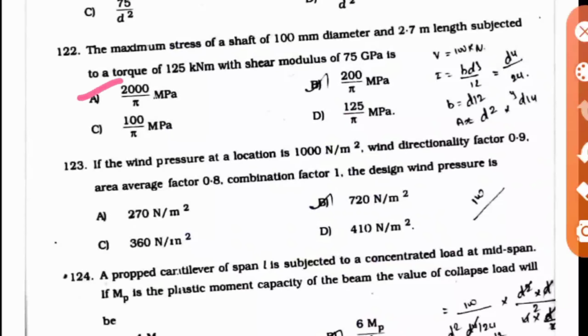Option A. And 123, if the wind pressure at a location is 1000 Newton per meter square, wind directionality factor is 0.9, area averaging factor is 0.8, and combination factor is 1, then the design wind pressure is what? So they have given the wind pressure and various factors, so we have to directly multiply them. So 1000 into 0.9 into 0.8 into 1. So you will get 720 Newton per meter square, option B.